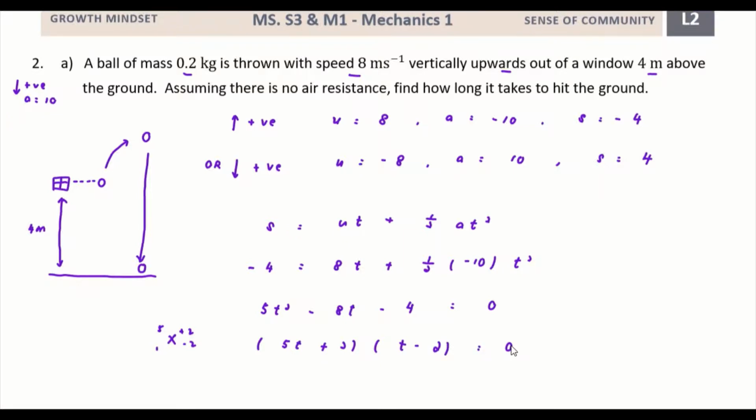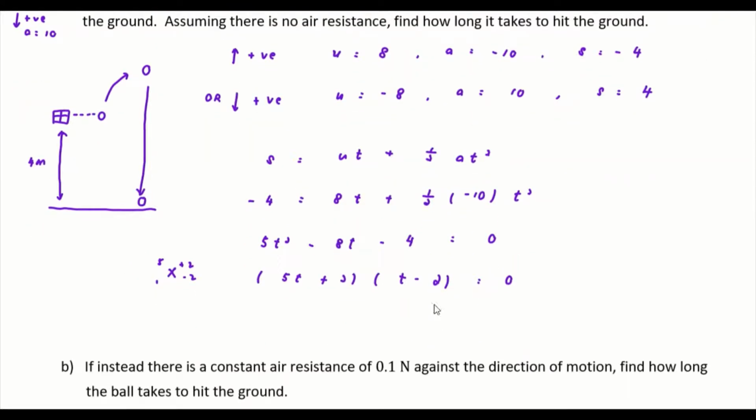So from here, there's two values for t, which are negative 0.4, which is negative 2 over 5, and 2. Okay, so t must be greater than 0, so that's why t is equal to 2 seconds. So this is a question where you have a constant force, which means the only force from the beginning until the end is the gravitational force only.